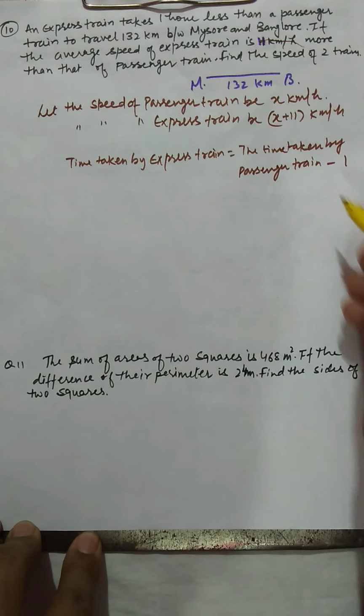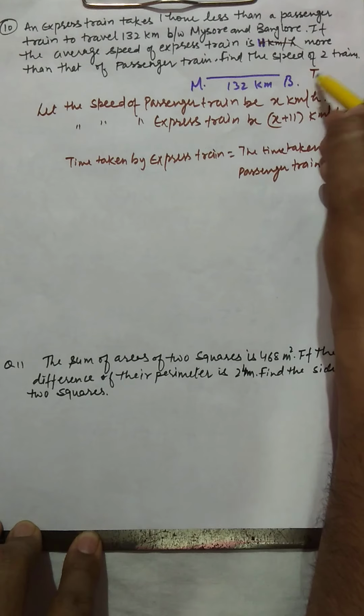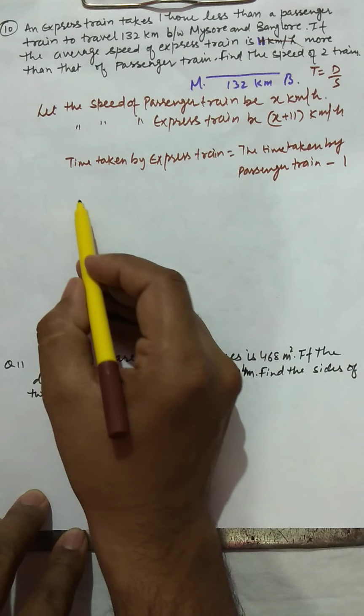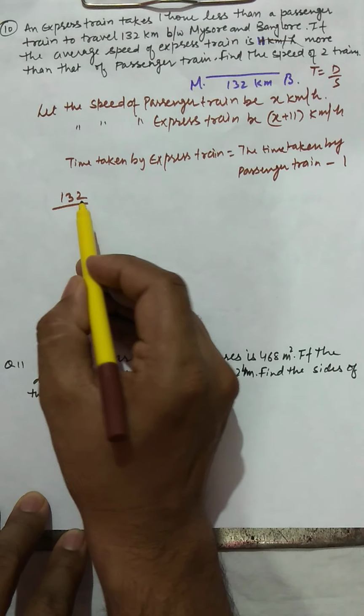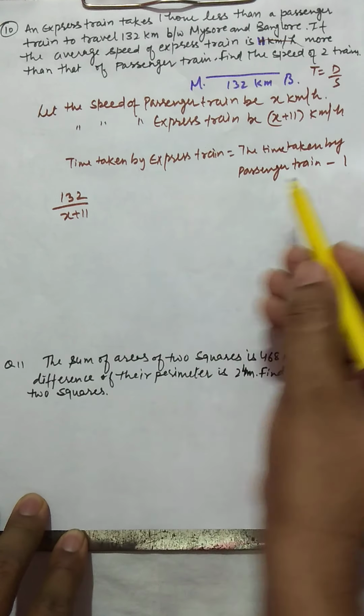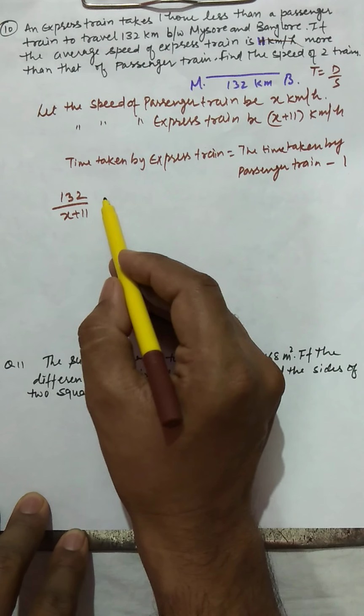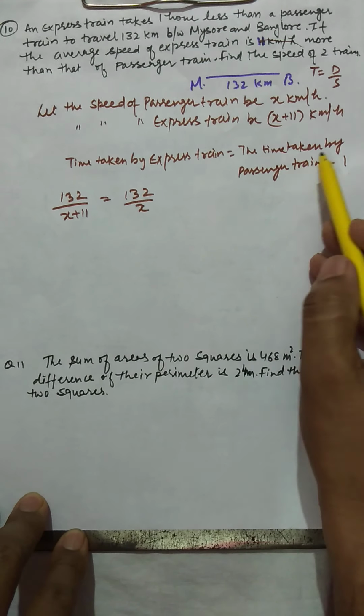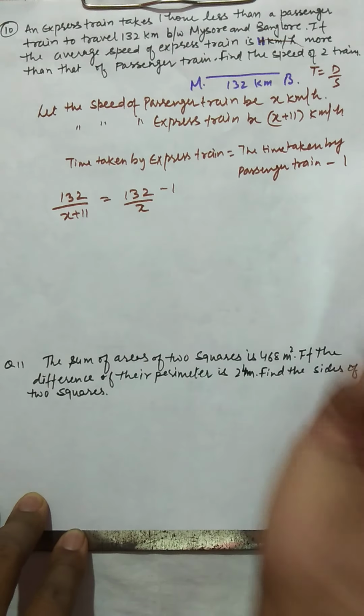Now you know the formula of time is time equal to distance upon speed. So we use that formula. The distance is the same. So this is 132 upon x plus 11, the time of the express train, and this is 132 upon x, the time taken by the passenger train, and this is minus 1.